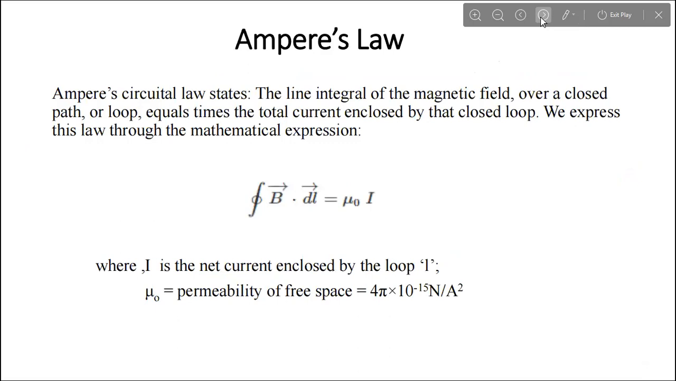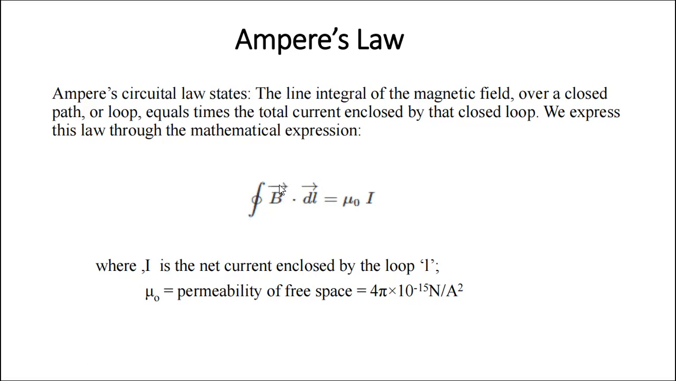Ampere's circuital law states that the line integral of the magnetic field over a closed path or loop equals mu naught times the total current enclosed by the closed loop. We express this law through a mathematical expression like this.